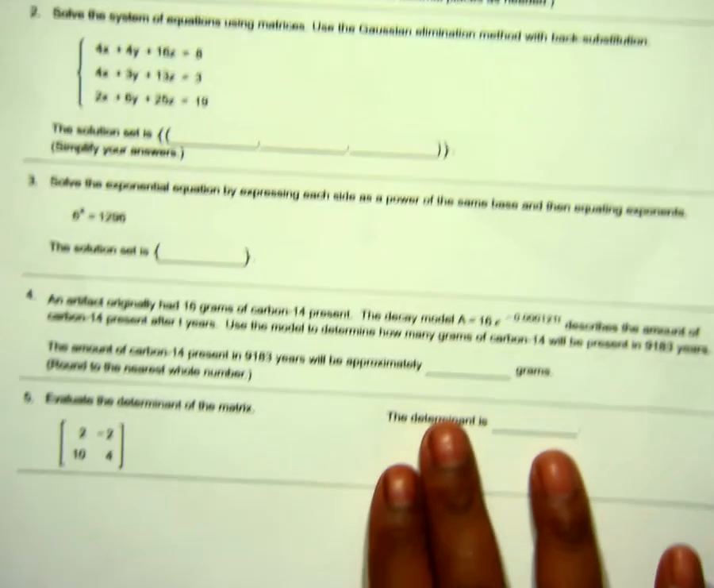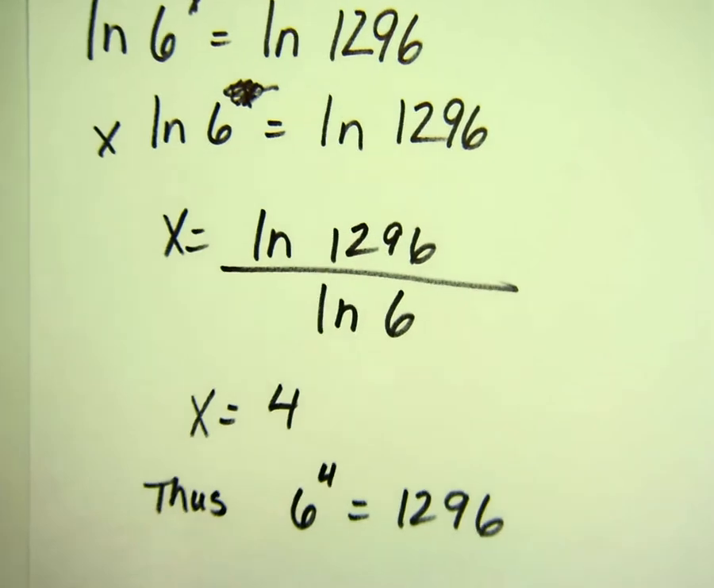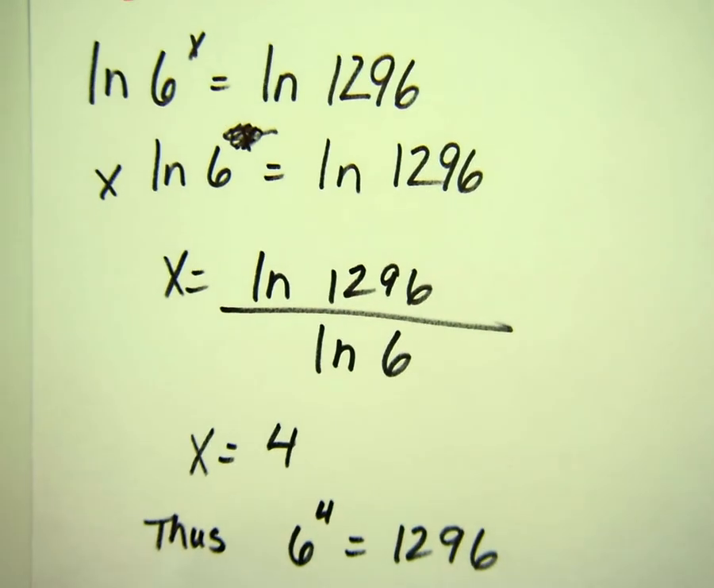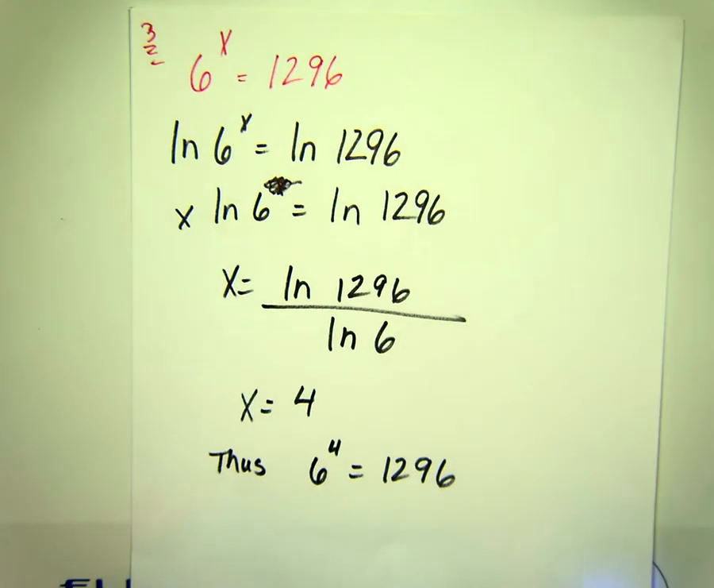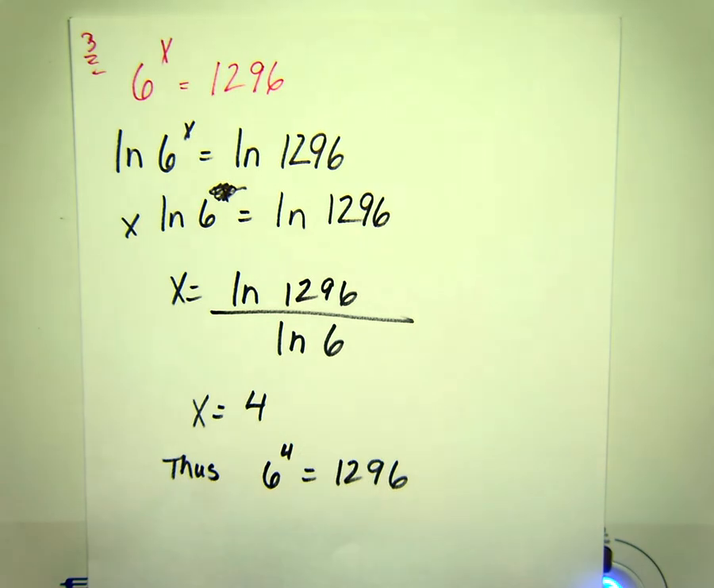Let's look at an exponential equation. Let's look at number 3. It wants you to determine what the solution set is. Once again, we're going to use a natural log. Your given equation is 6 to the x power equals 1,296. Take the natural log on both sides. Then you're going to multiply the left-hand side by x, and then divide by the natural log of 6.